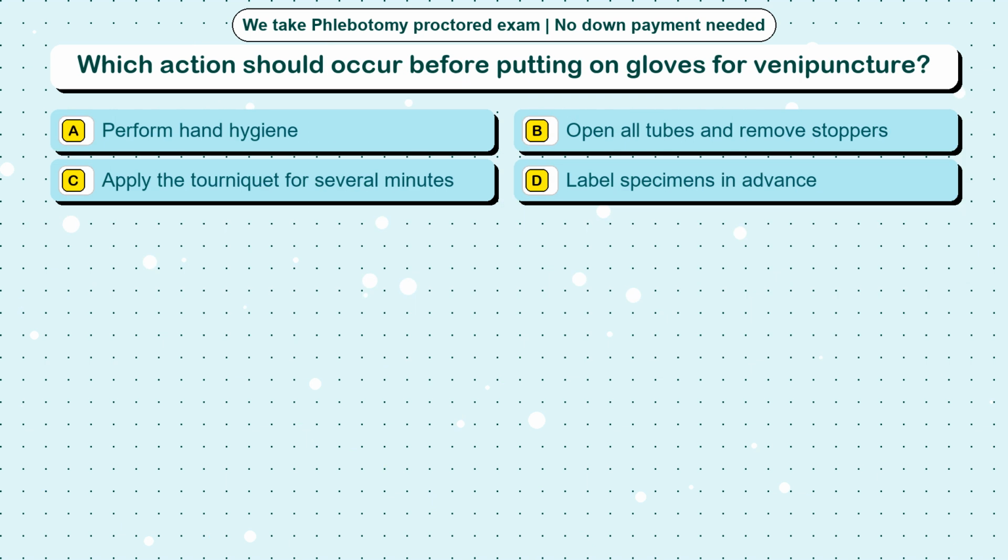Question 87. Which action should occur before putting on gloves for venipuncture? Option A, perform hand hygiene. Option B, open all tubes and remove stoppers. Option C, apply the tourniquet for several minutes. Option D, label specimens in advance.